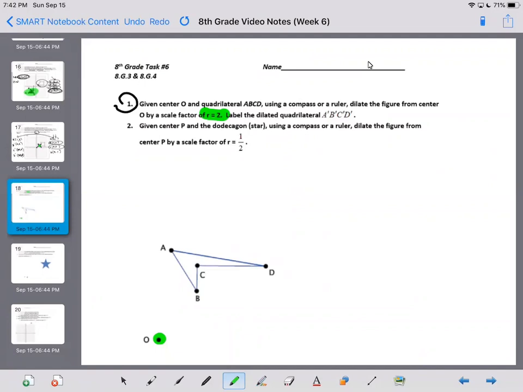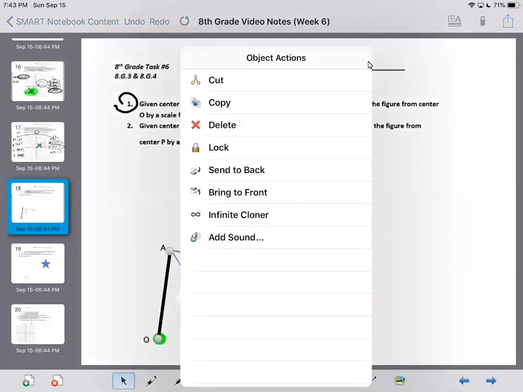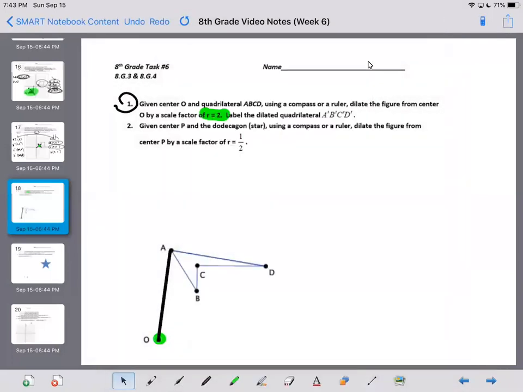So since it's a whole number, larger than 1, that means the scale factor of 2 makes the figure larger. If it was a scale factor of 1/2 or 1/4 or 1/3, it's going to make the figure smaller. So here's what I would suggest: take your ruler and from O to A, I would draw that segment, and I'm going to copy that segment, and then paste it. And what you're going to see is I'm just going to place it that same distance.